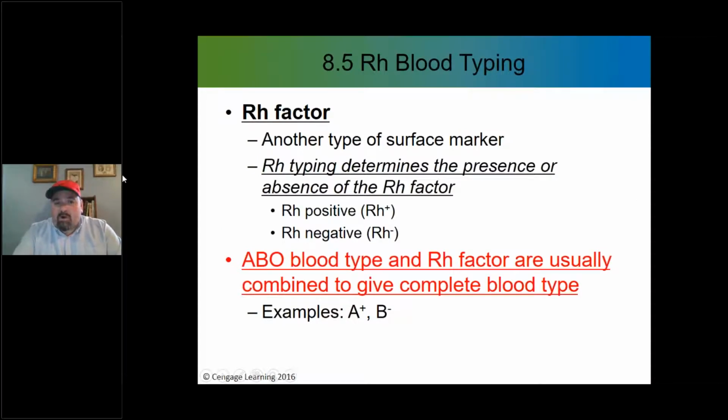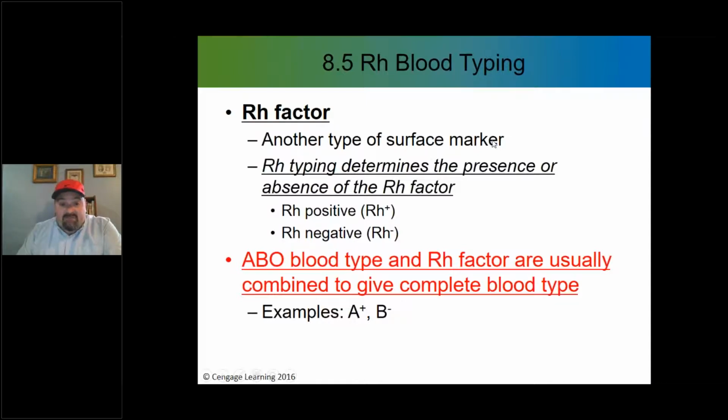So I've talked to you all about the A, AB, B, and O types, and I mentioned a positive or negative. Well, what's the deal with that? Here's what's going on. We have this Rh factor. It's another one of these antigens, these proteins, a surface marker on the surface of the plasma membrane of a red blood cell.